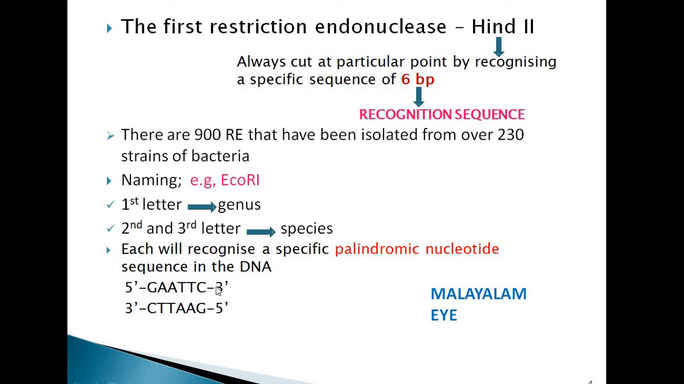For example, I am giving the example of EcoR1. See, GAATTC. So this is the recognition sequence, which has how many base pairs? 1, 2, 3, 4, 5, 6. This is also 6 base pairs. So I hope you understood each of the points.